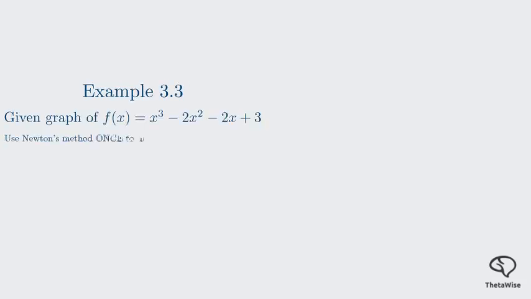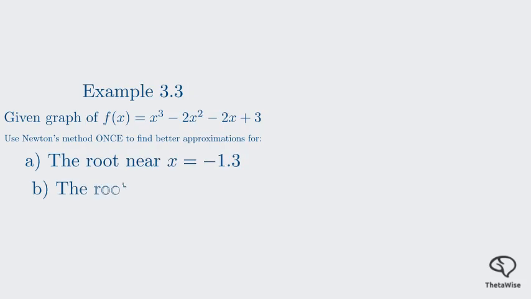Now let's try another example. This time, the function is a cubic, and we are given a graph to help us get started. The question asks us to use Newton's method just once to find better approximations for two different roots of the function f of x equals x cubed minus 2x squared minus 2x plus 3. We'll round our answers to 3 decimal places.